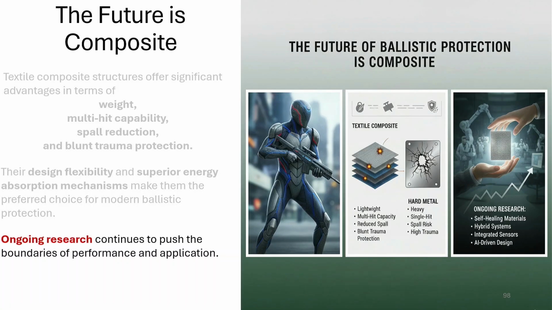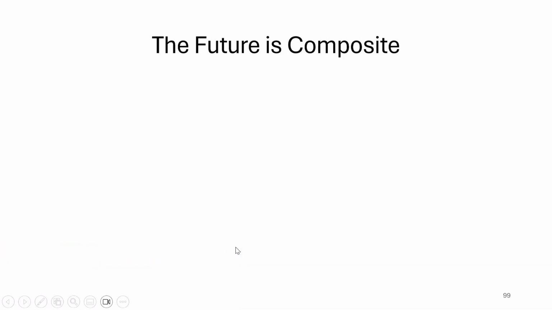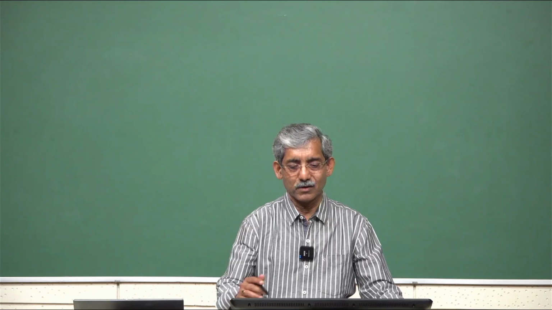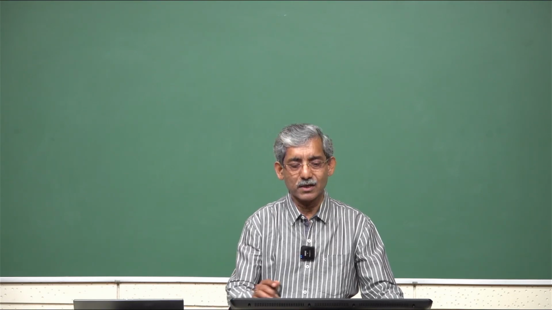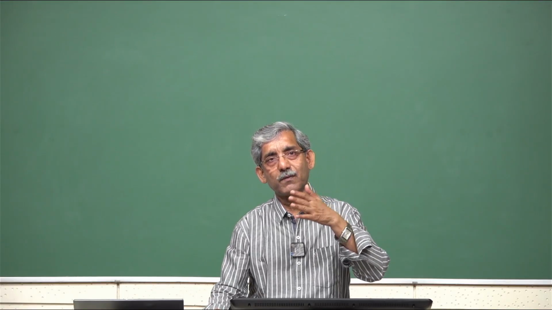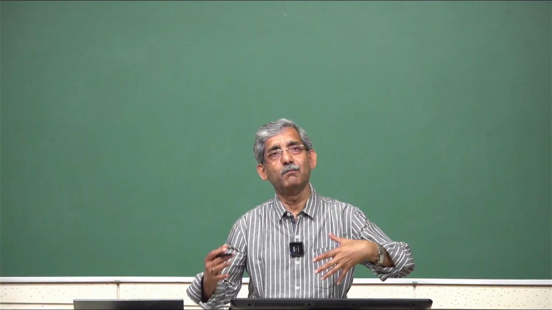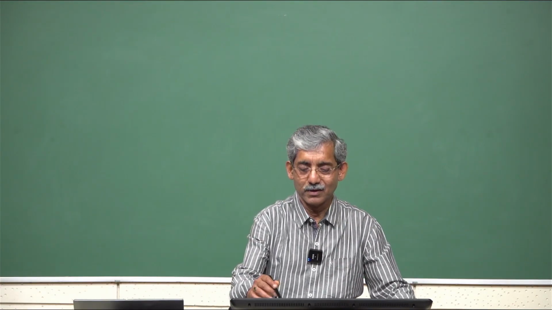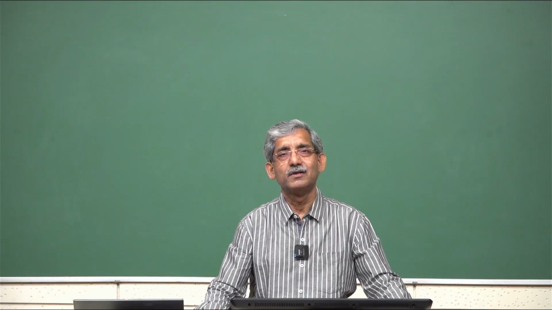Next, what are the ongoing researches which continue to push the boundaries of performance and applications. So, different types of ongoing research are going on in this area. Now, let us see what is the future of this composite. So, this future material which we use for ballistic material, it is a composite. So, we have to come out from the heavy metallic ballistic material.